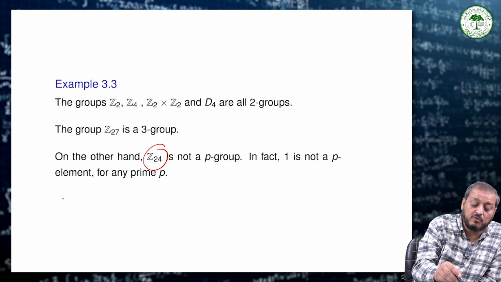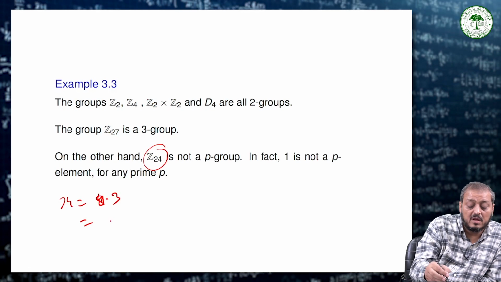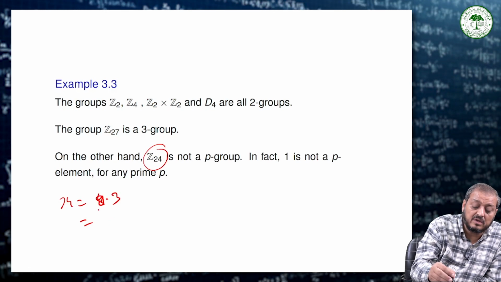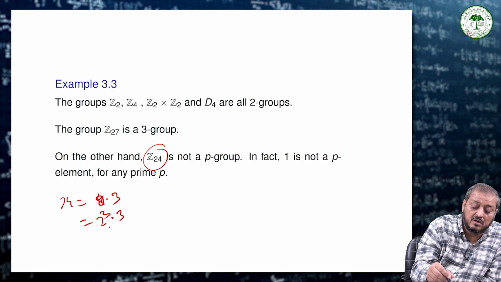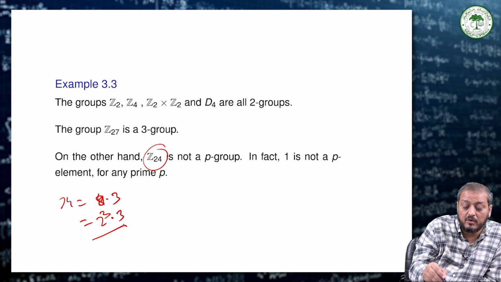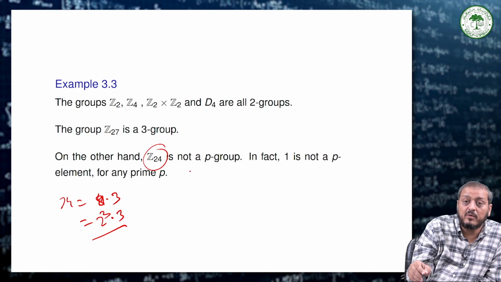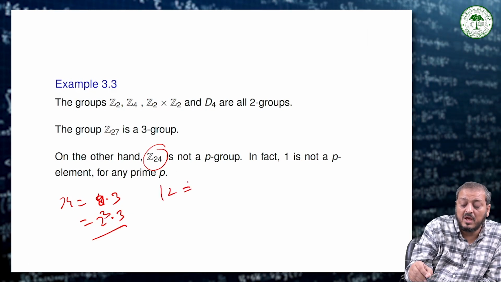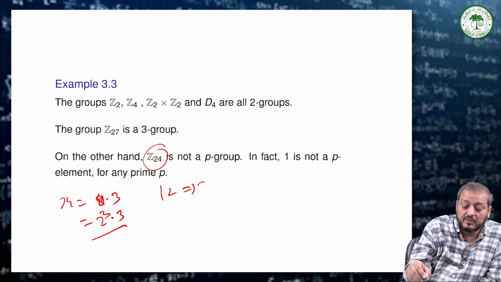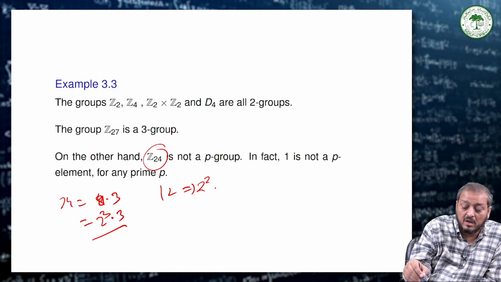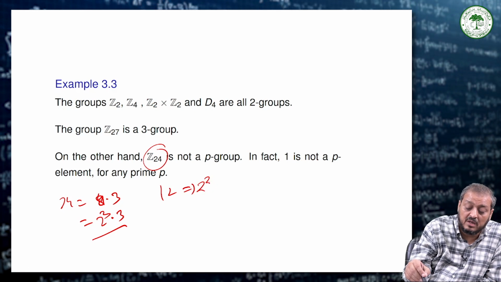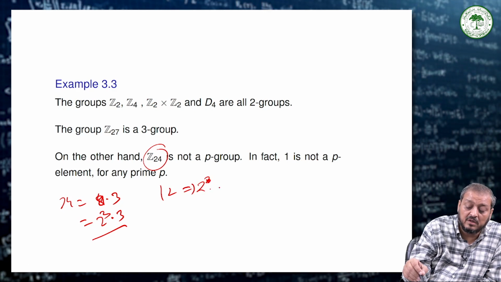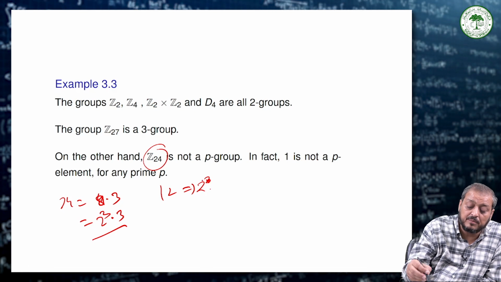Why? Because 24 is 8 into 3, or you can say this is 2 to the power 3 into 3. Like this form, there is some power of 2 and 3, a product of a power of 2 and a power of 3. For example, 12 can be written as 2 squared into 3, so this means some power.